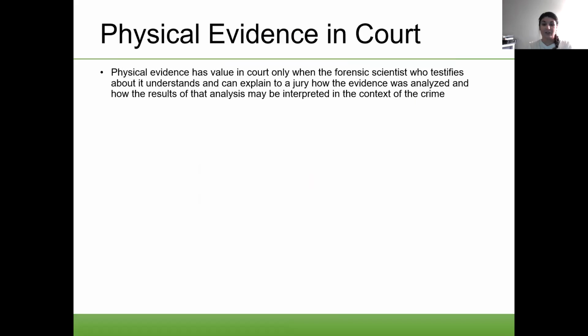So, physical evidence in court. Physical evidence only has value in court when the forensic scientist who testifies about that physical evidence can explain to the jury how that evidence was analyzed and how the results of the analysis or the analytical test can be interpreted in the context of the crime.